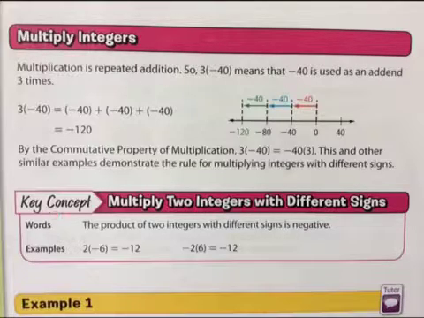Okay, a key concept to remember is that the product, what it equals, the product of two integers with different signs is always negative. Meaning, whenever we multiply a positive times a negative, it's always going to be negative, or a negative times a positive is negative. So if only one of the two is negative, the product will be negative.